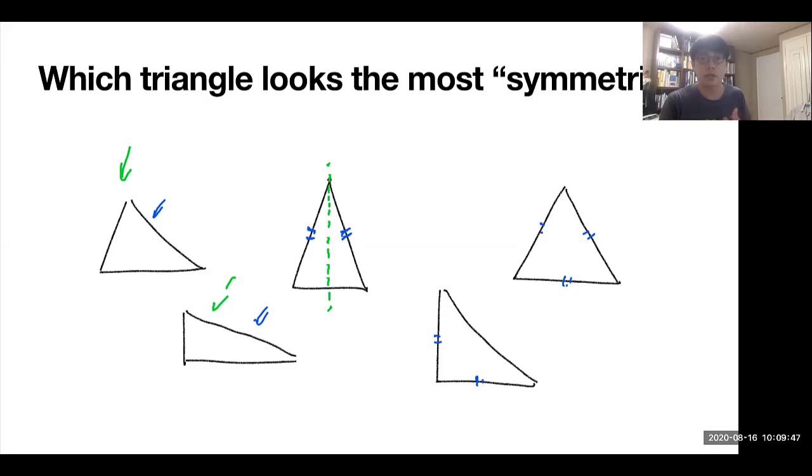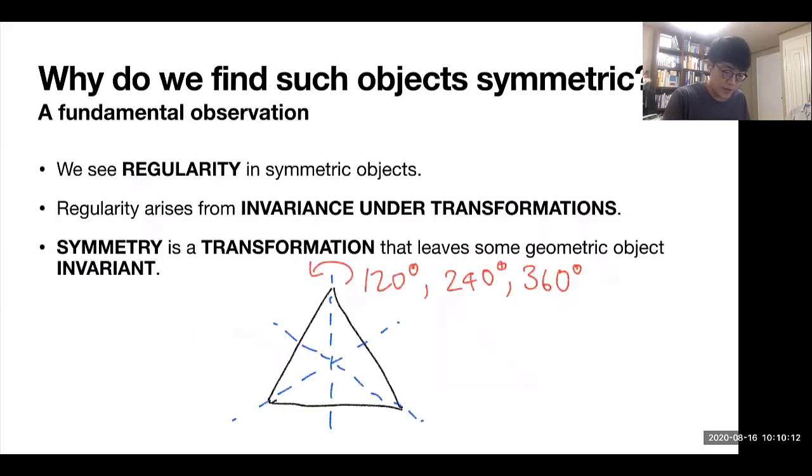And the fact about the equilateral triangle that would make it more symmetric than these isosceles examples is that because the three sides are all equal, you have even more transformations that leave this triangle invariant, which I've drawn here as three different reflectional symmetries of the same object. And in fact, it turns out that you also have these rotational symmetries for this equilateral triangle, rotation along 120, 240, 360 degrees.